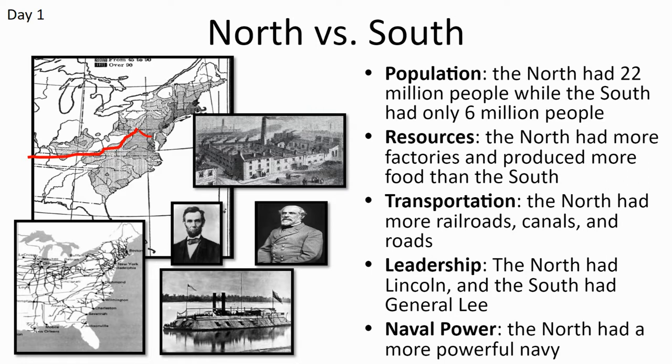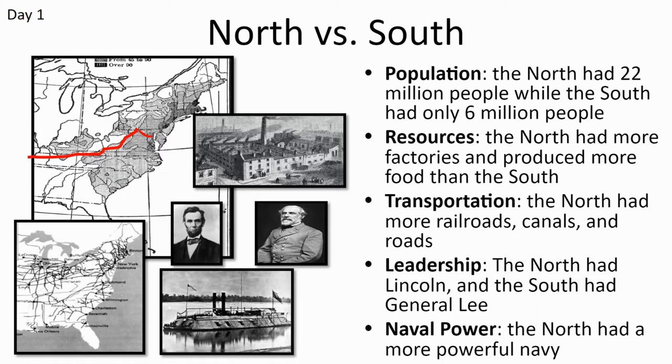Transportation. The North has more railroads, canals, and roads. They are definitely more connected. The reason for that is because there's more people. The more people, the more roads, canals, railroads, and also the telegraph. I know that's not on here, but the telegraph is a huge help to the North. They're able to communicate and travel much easier in the North than they are in the South.